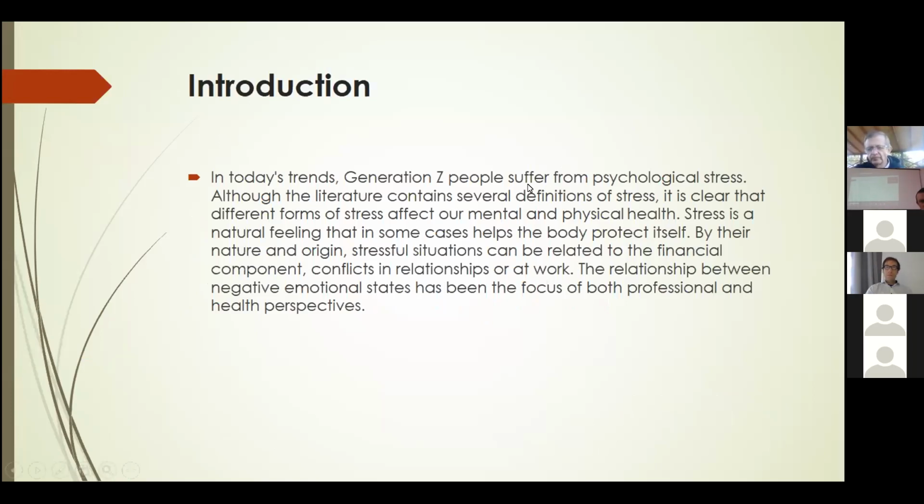In the course of the work, the phenomenon of occurrence and course of stress was investigated, and special attention was paid to professional stress. In today's trend, Generation Z people suffer from physical stress. Although the literature contains several definitions of stress, it's clear that different forms of stress affect our mental and physical health. Stress is a natural feeling that in some cases helps the body protect itself. By their nature and origin, stressful situations can be related to the financial component, conflicts in relationships, or at work.